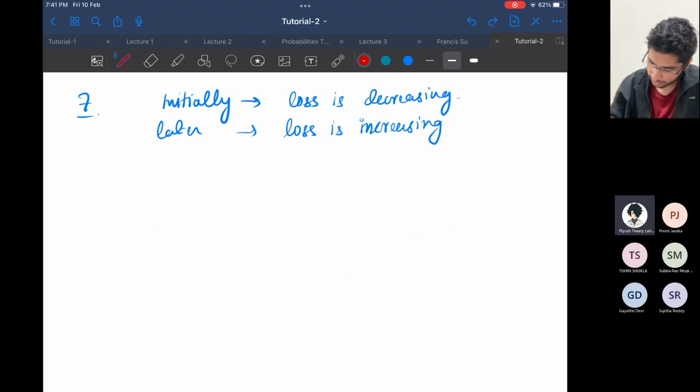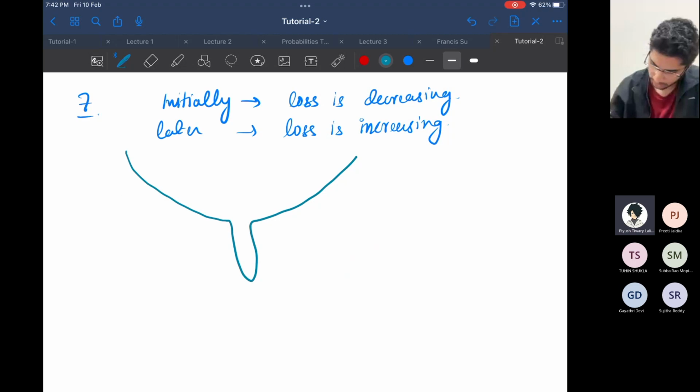Let me create that diagram again. So what I'm trying to say is something like this. Earlier you were here, you took some step, you came here. Then again you took some step, you came here. Again you took some step, you came here. You took some step, you came here.